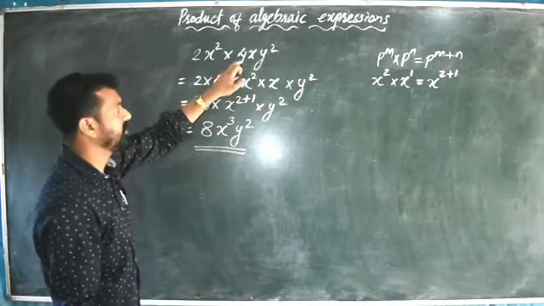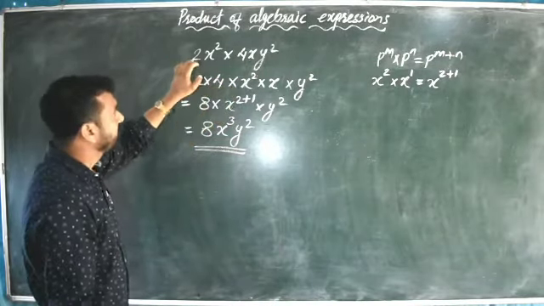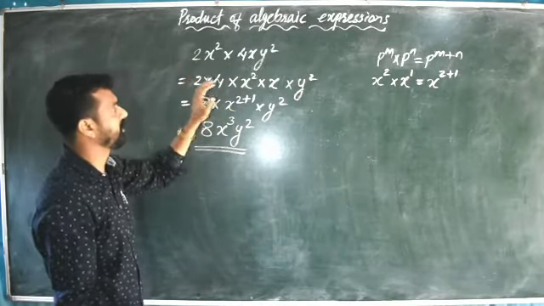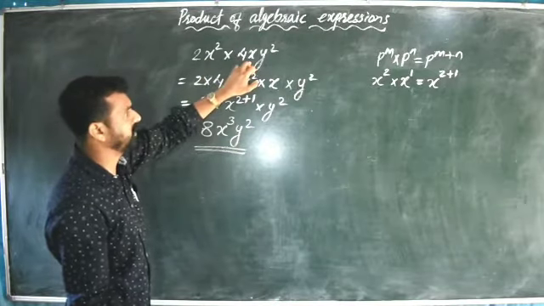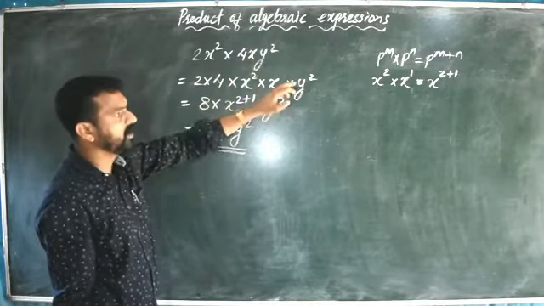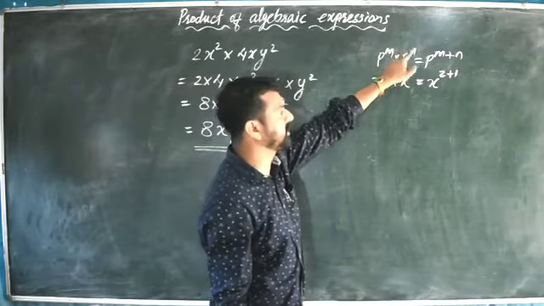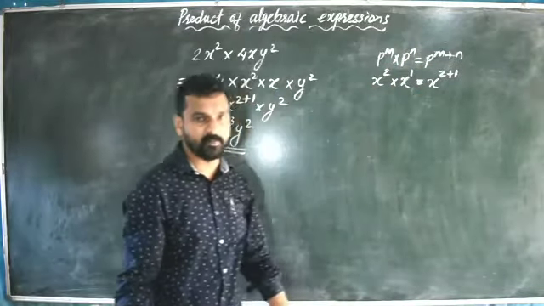For 2x square into 4xy square, first multiply the numbers, that is, the coefficients of the monomials. After that, multiply the variables of the monomials by using the laws of exponents, that is, p raised to m into p raised to n is equal to p raised to m plus n.